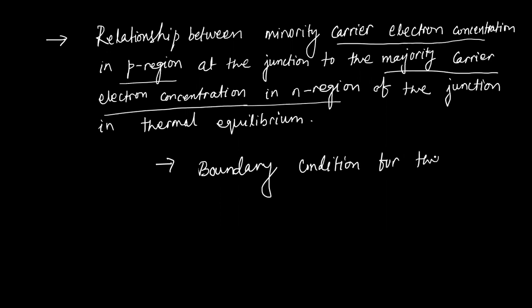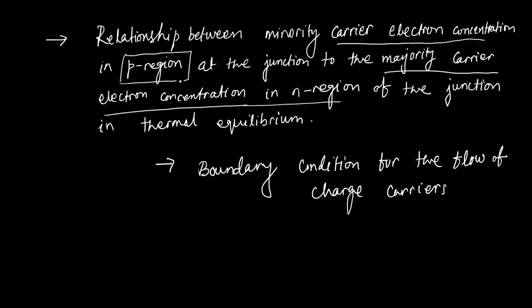The boundary condition for the flow of charge carriers. In this video we are going to find the relationship between the minority carrier electron concentration in the p region, where electrons are considered the minority carriers, and the electrons in the n region. In the p region the electron concentration is the minority carrier concentration, and in the n region the electron will be the majority carrier concentration.